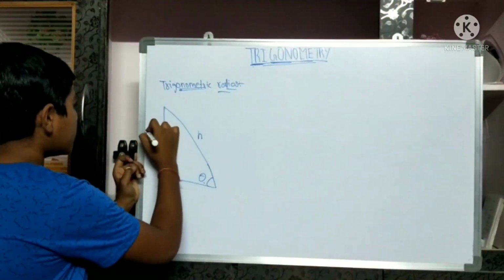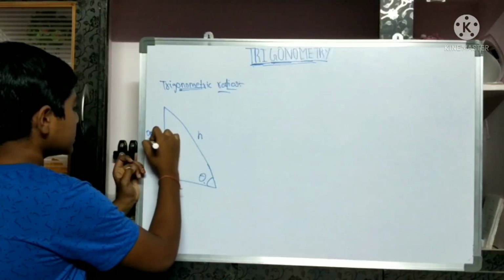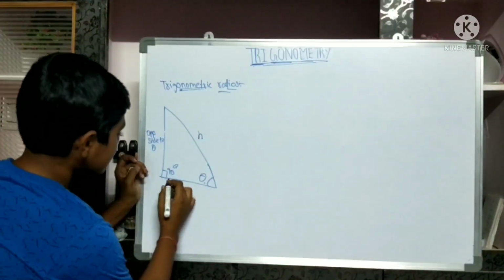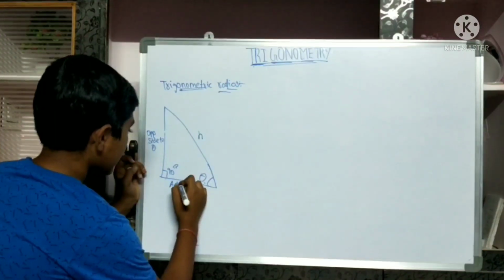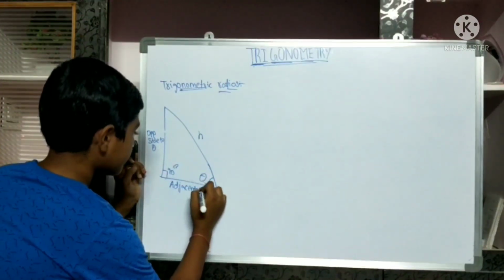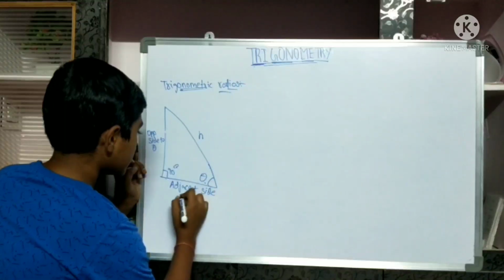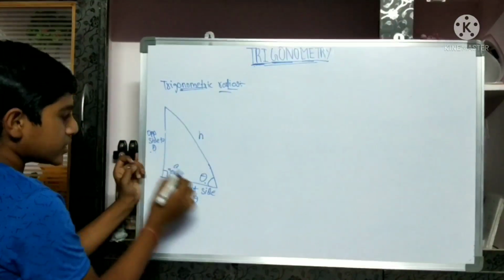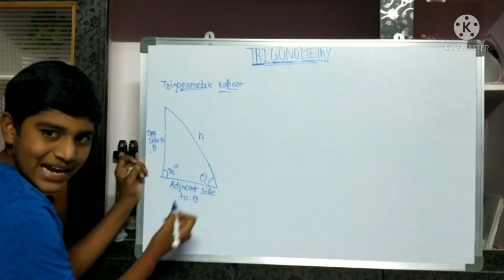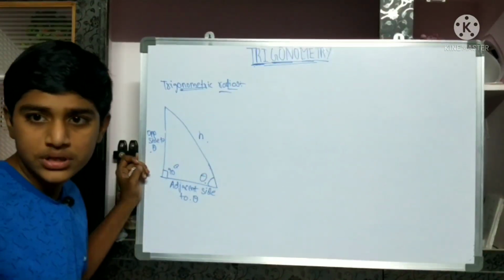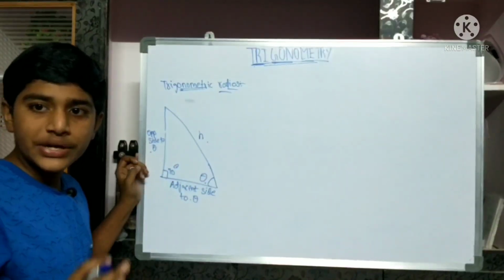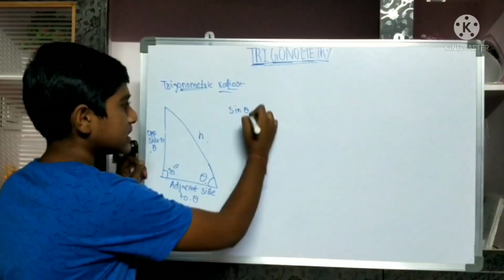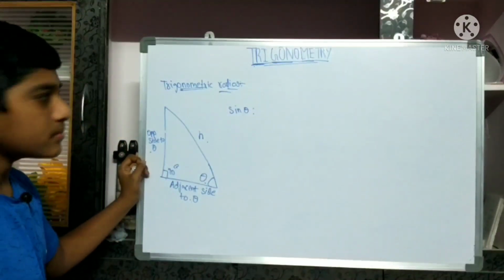And this is the opposite side to theta, and this is the adjacent side to theta. This is the opposite side to theta, and this is the adjacent side to theta, and this is the hypotenuse. Now we will know the trigonometric ratios. The first trigonometric ratio is sin theta.